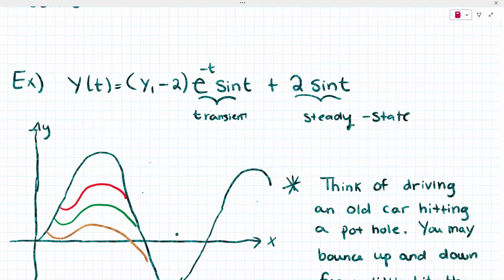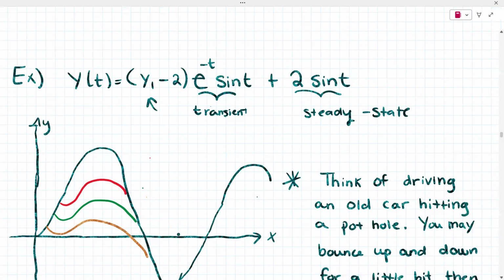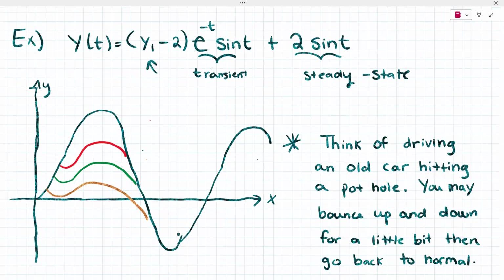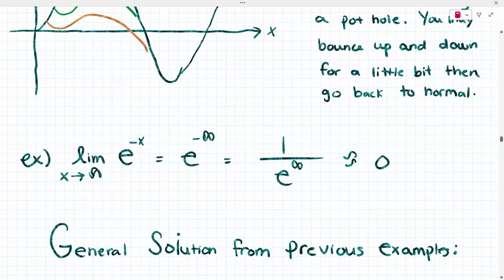So this y1 can change, right? If y1 changes, you see the different colors, it could be that or this. But eventually it's going to even out. It's going to eventually curve like this. And you have a transient term when the limit as x approaches positive infinity of e to the negative x. When you replace x with infinity, you get 1 over e to infinity, which gets very close to 0.